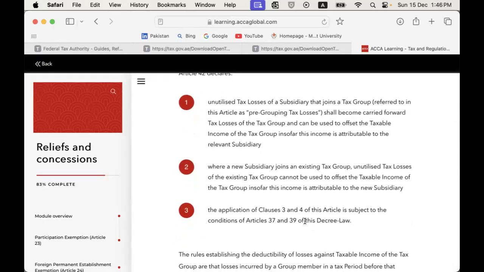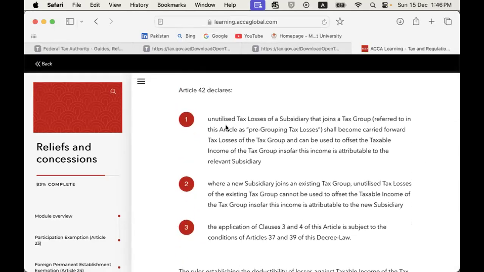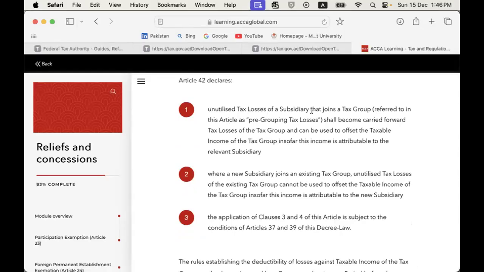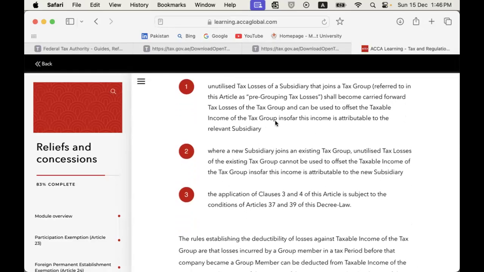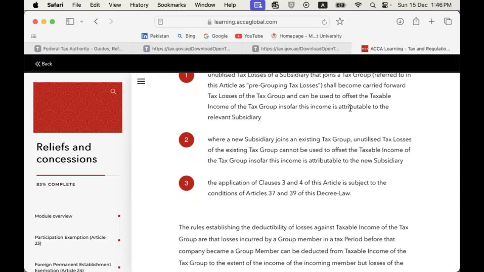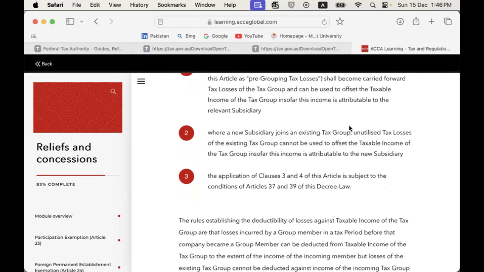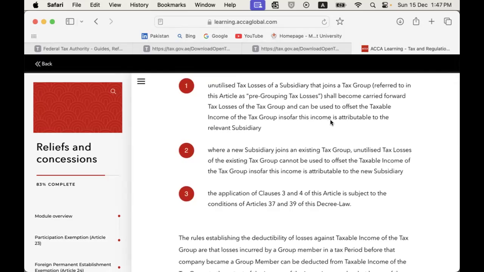Tax losses. Okay, this we've discussed, but anyways, unutilized tax losses of a subsidiary. This is important. Unutilized tax losses of a subsidiary that joins the tax group shall become carried forward tax losses of the tax group. It can be used to offset taxable income of the tax group insofar as the income is attributable to the relevant subsidiary. So, that's a very important point.